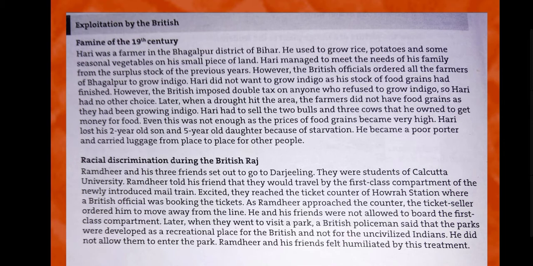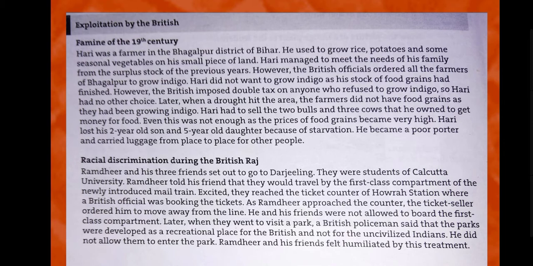Now, racial discrimination during the British Raj. Ramdhir and his 3 friends set out to go to Darjeeling. They were students of Calcutta University. Ramdhir told his friends that they would travel by the first class compartment of the newly introduced mail train. Excited, they reached the ticket counter of Howrah station where a British official was booking the tickets.